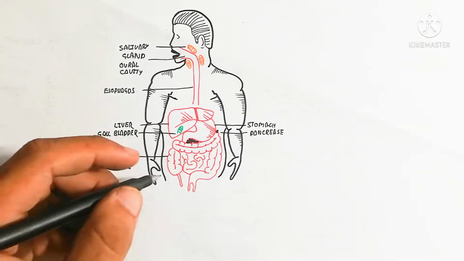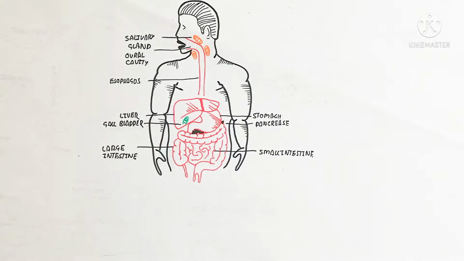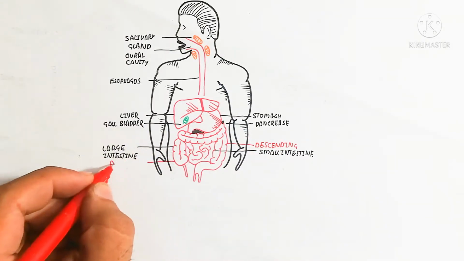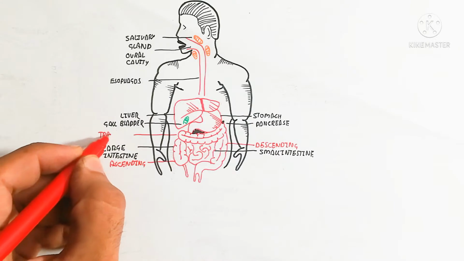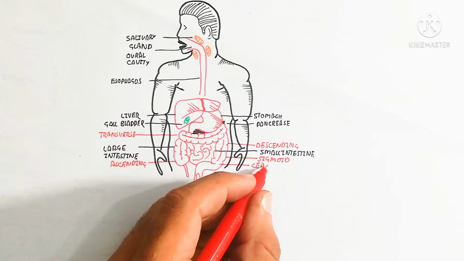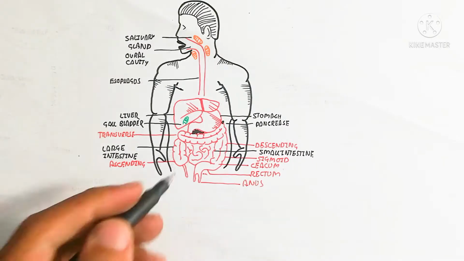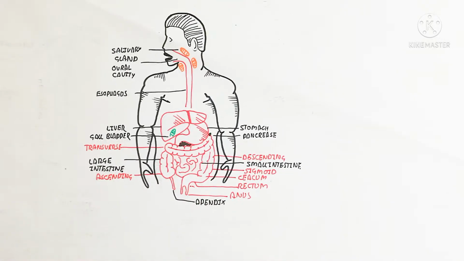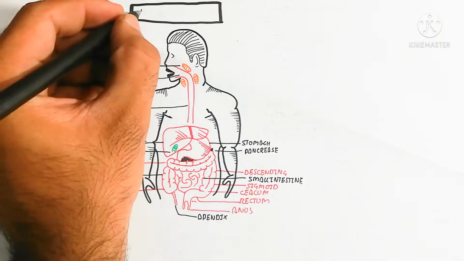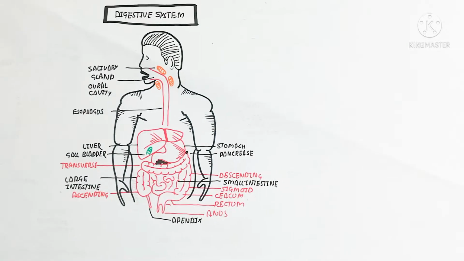Here, the black color shown in the figure is the pancreas, while here are the large intestine and small intestine. The small intestine is further divided into the duodenum, jejunum and ileum, while the large intestine is divided into the ascending, transverse, descending and sigmoid colon. The large intestine is also known as the colon. The beginning of the large intestine contains the cecum, and the end is the rectum as well as the anus.